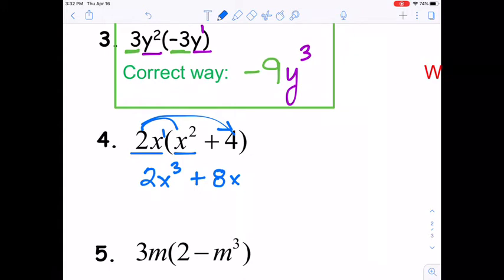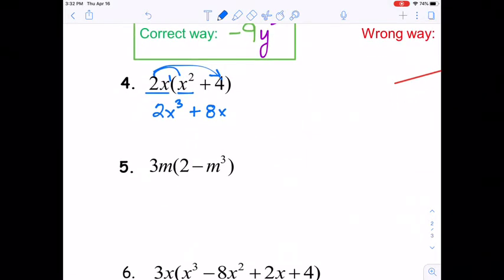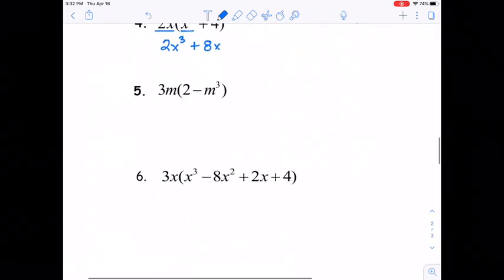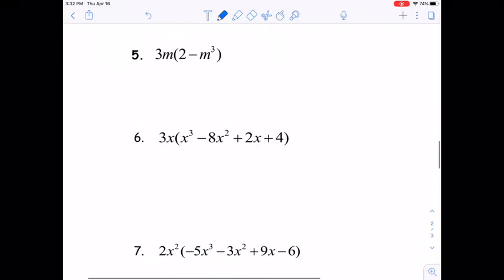2 times 4 gives me the 8, and I have that x still that I'm multiplying. And that's it. I cannot combine those. I'll let you try number 5. Let's look at number 6.